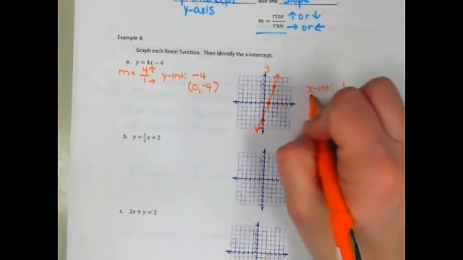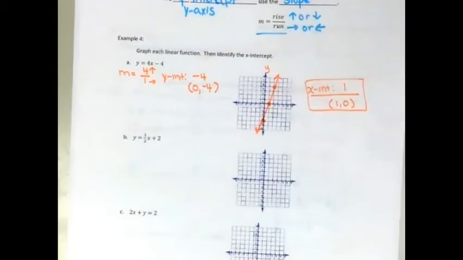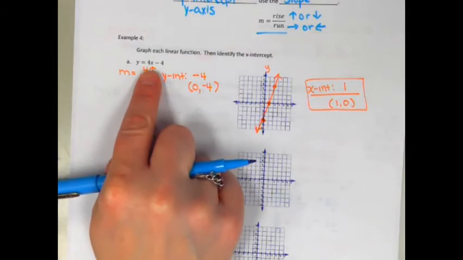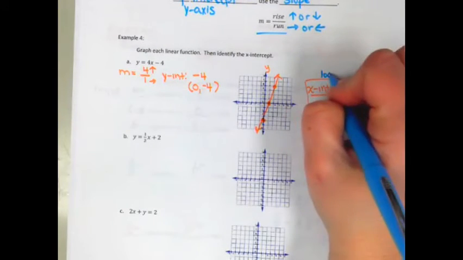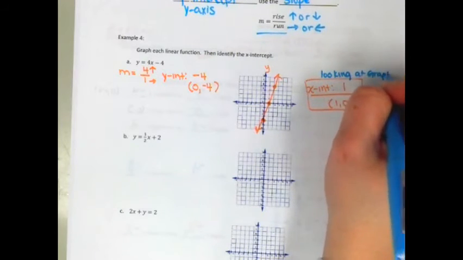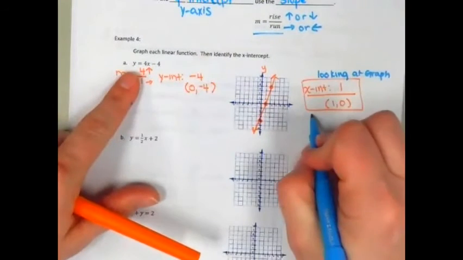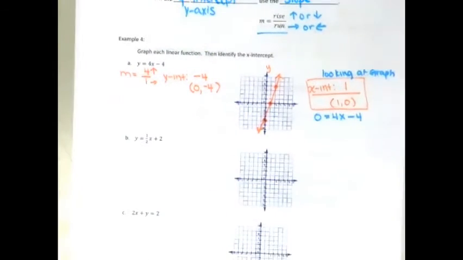At 1, as a coordinate would be (1, 0). Good. The other way to find the x-intercept, if you don't know, is to plug 0 in for y. Can you solve for x? Yeah, so that's one way, looking at the graph. The second way is to put 0 in for y and solve. And could you solve for x here?